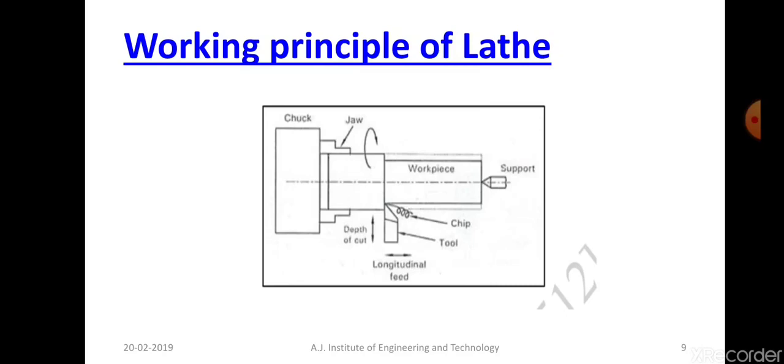The workpiece is supported on one end by the chuck and the other end by the tailstock. The workpiece is held in the jaws of the chuck, and when the chuck, which is connected to the headstock, rotates, the workpiece will also rotate along with the chuck. The tool will be fed perpendicular to the axis of the workpiece, and when a stationary tool comes in contact with the rotating workpiece, the material starts getting removed from the workpiece.